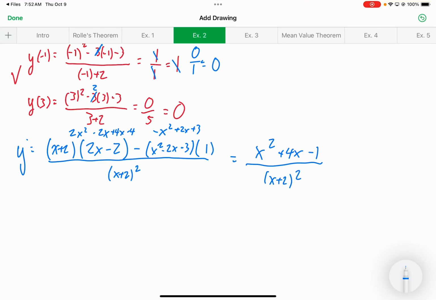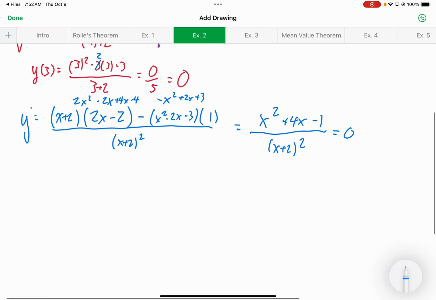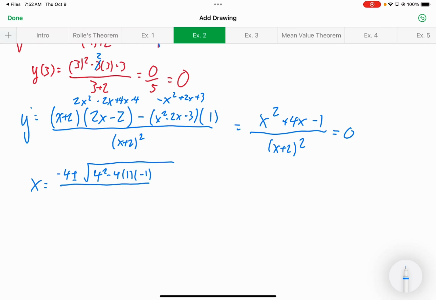Uh-oh. What's that mean? Quadratic formula, because my next objective is to set it equal to 0 and then find what my roots are. So I do indeed need to use the quadratic formula. So negative 4 plus or minus the square root of b squared, so 4 squared, minus 4 times 1 times negative 1, all over 2 times 1. I don't think it's going to simplify into anything nice for us because it does not factor.